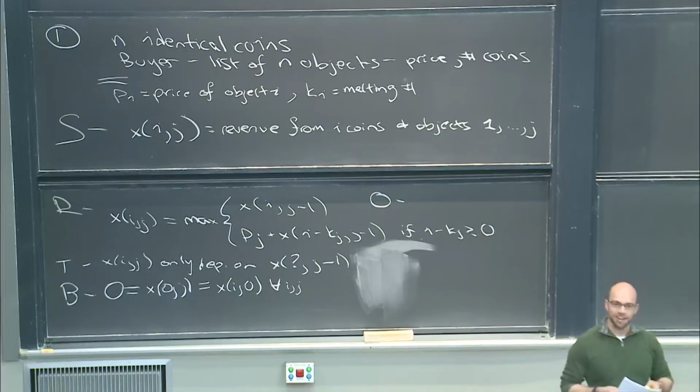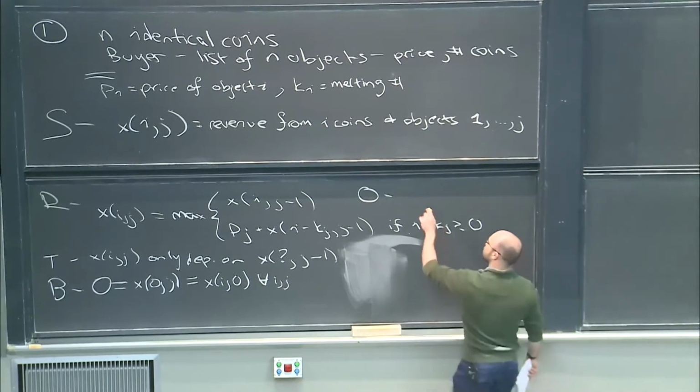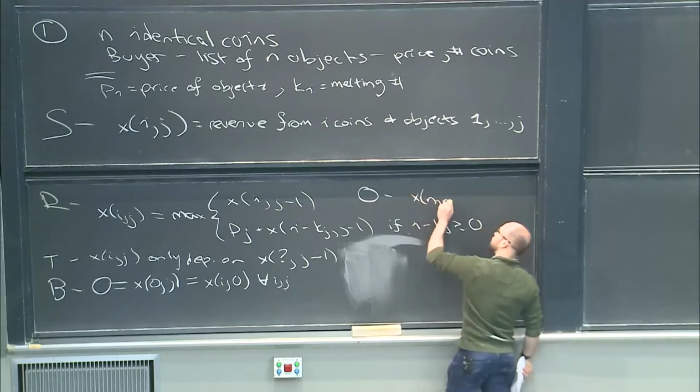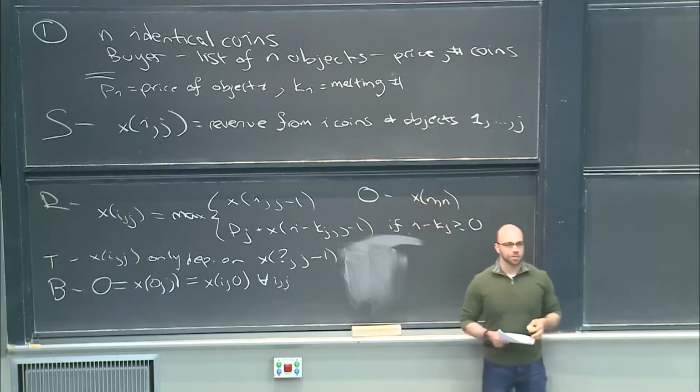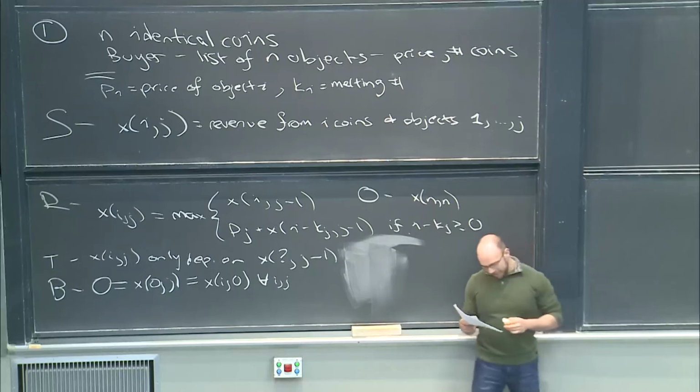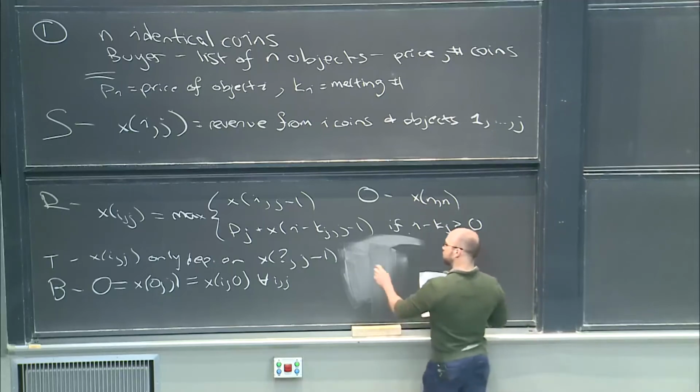So of course you start out with n objects and n coins. So the original problem we want to solve is equivalent to computing x of n comma n. And then finally, we've got to do our runtime.